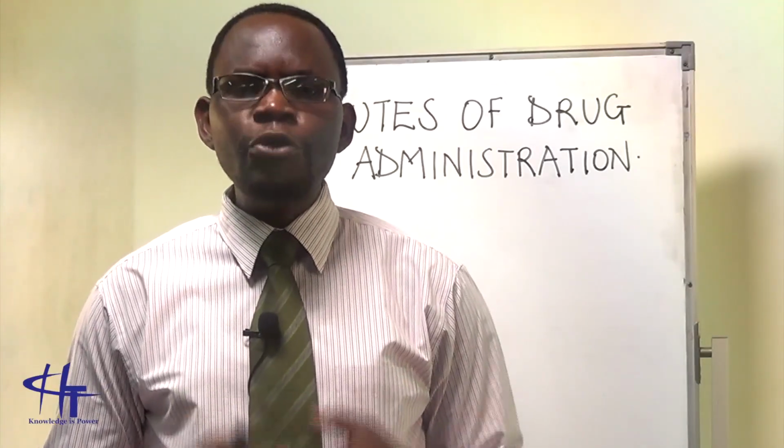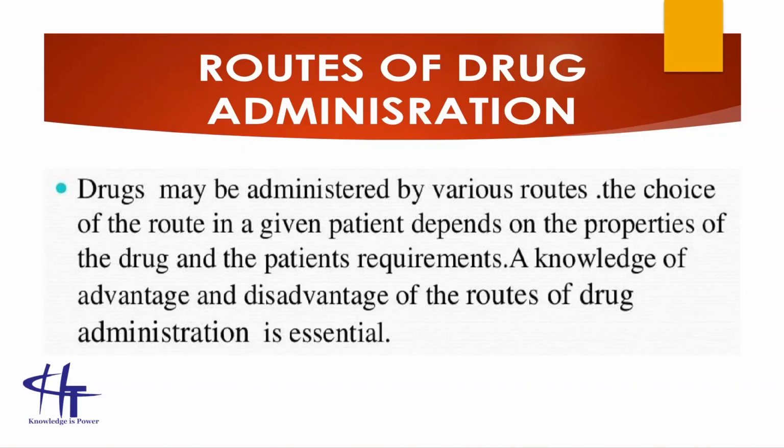Now, for a route to be chosen, there are certain things that should be considered. One is the properties of the drug. What is the property of that drug that has to be given? And then, what are the patient requirements for this particular drug? So, those two factors, among others, can influence the way in which we have to give this medication or drug.